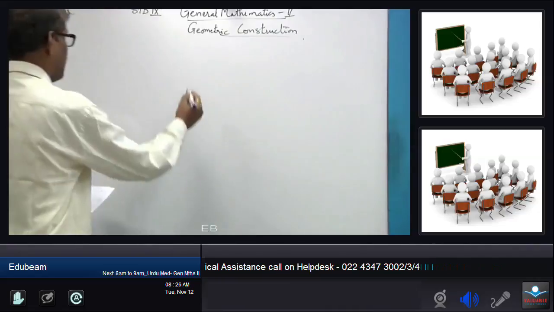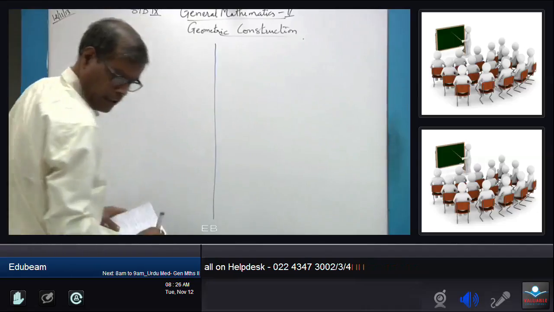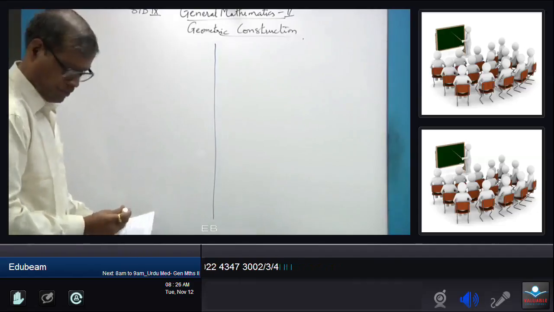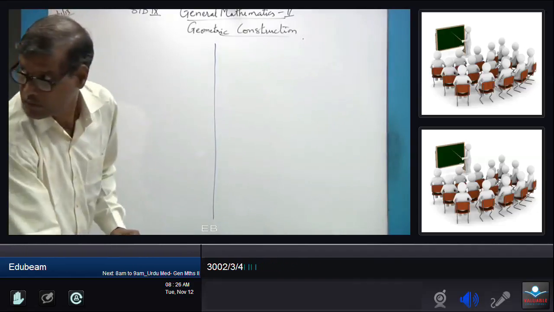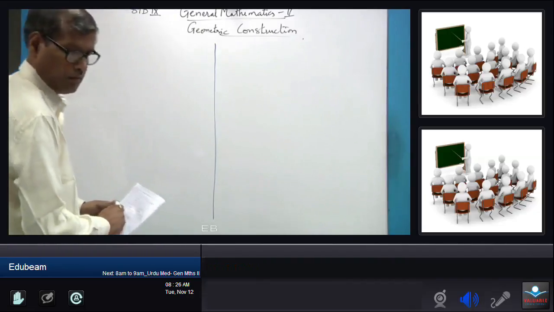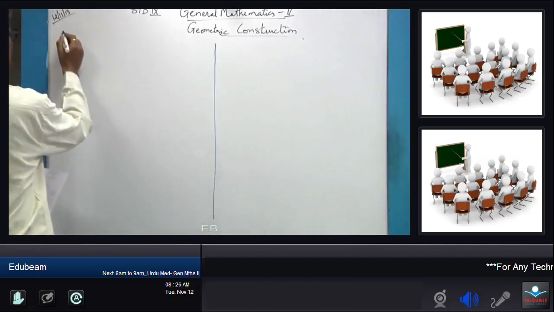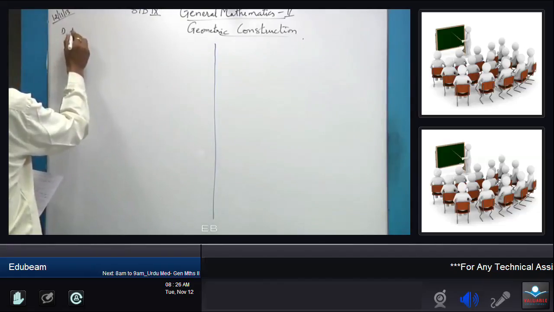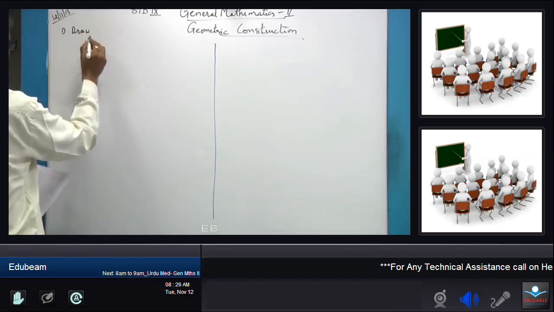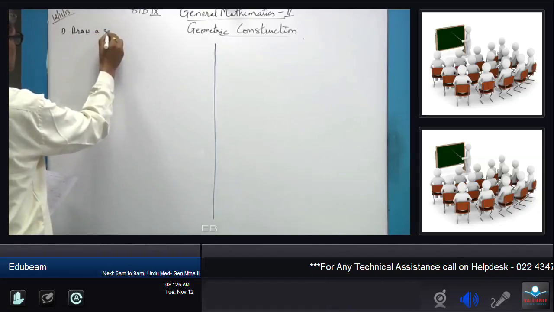Draw a perpendicular bisector of segment AB equal to 5 centimeters. I'll write down all the questions and then we'll solve them one by one.